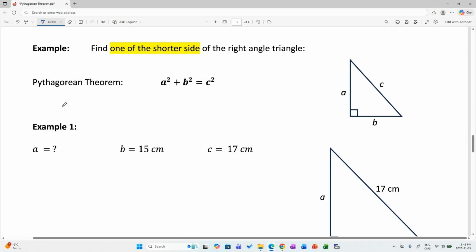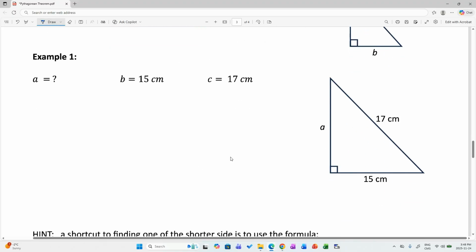Hi class, in this video I'm going to show you how to use the Pythagorean theorem to solve for one of the shorter sides of a right angle triangle. So in this example here, I first want to identify what's my longest side. So I look for my right angle and then I simply draw an arrow right across from my right angle.